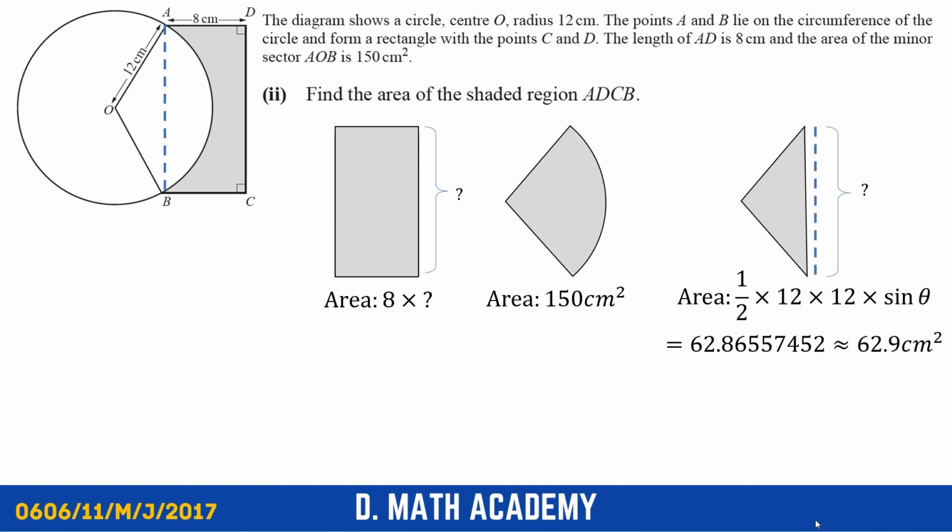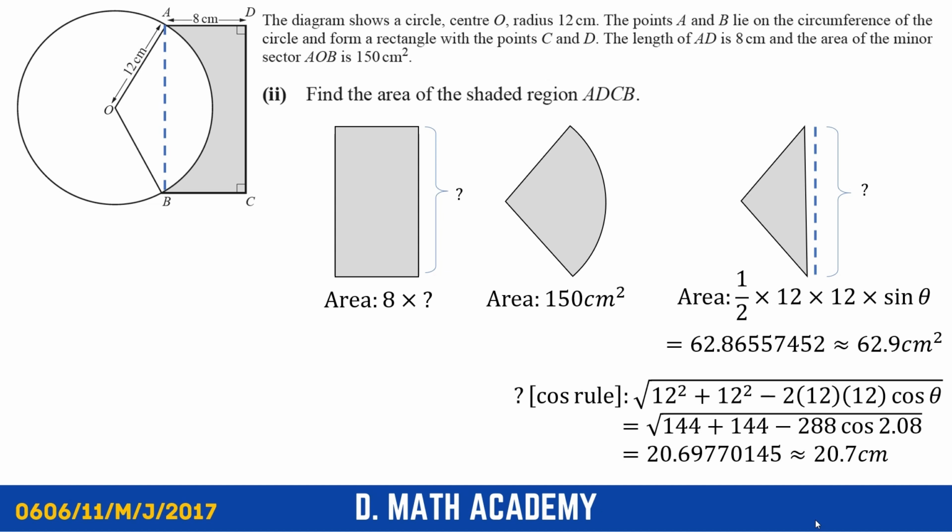So from this calculation, you will get 62.86557452, and correcting it to 3 significant figures, you will get 62.9 cm squared. I also calculated my chord. So A joining to B is actually a chord here. To do that, I utilized my cosine rule, subbed everything into the formula, and I got 20.7. With this information, I can calculate my rectangle as 8 times 20.7, and the result is 165.6.